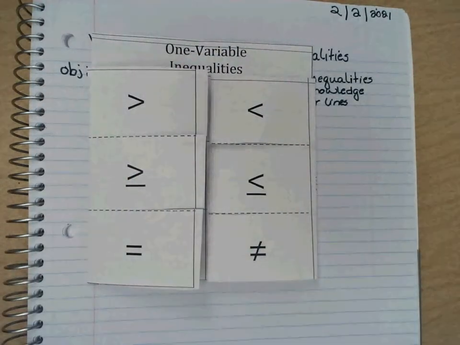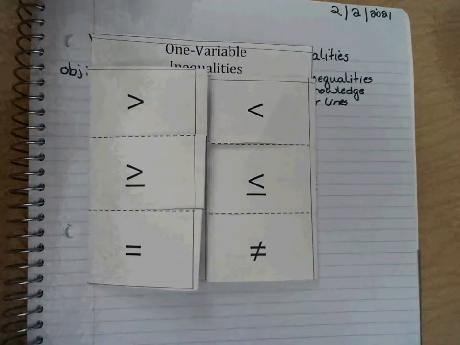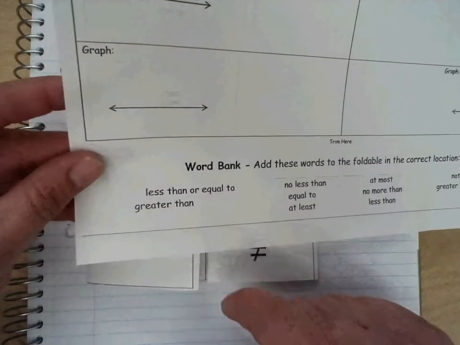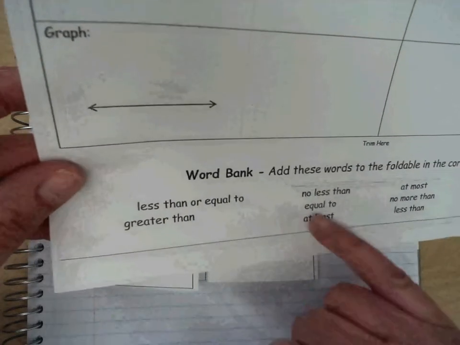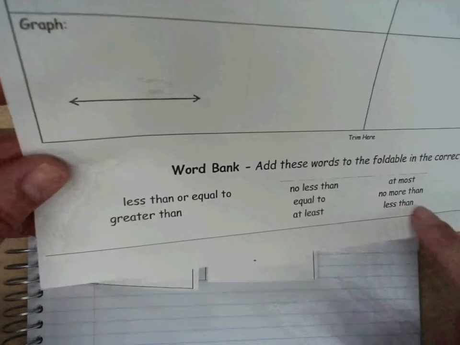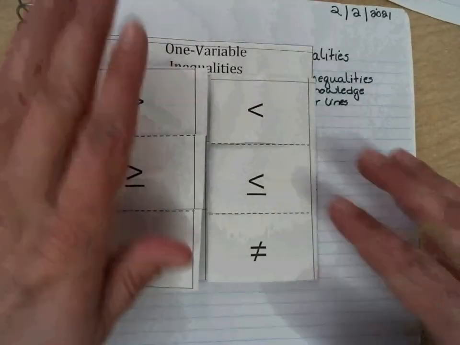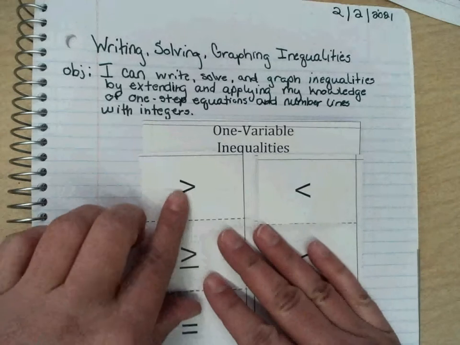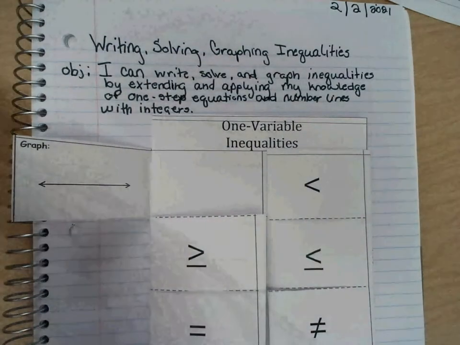Okay. Now some of these, if you look in your word bank, you'll see that here they are: less than or equal to, greater than, no less than. We're going to get to some of those, okay? Equal to, less than, not equal to, or greater than or equal to. So those are some of the things that we wrote on the outside here. So now we're going to move to the inside. This first flap, we're going to come under here.